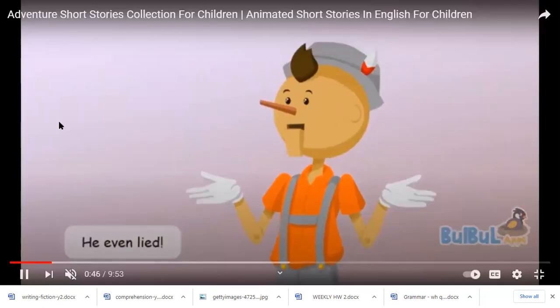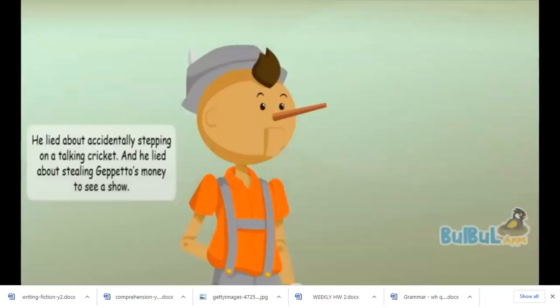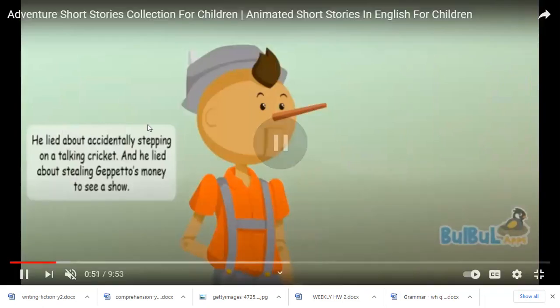He even lied. Oh. He lied about accidentally stepping on a talking cricket. and he lied about stealing Geppetto's money to see a show.